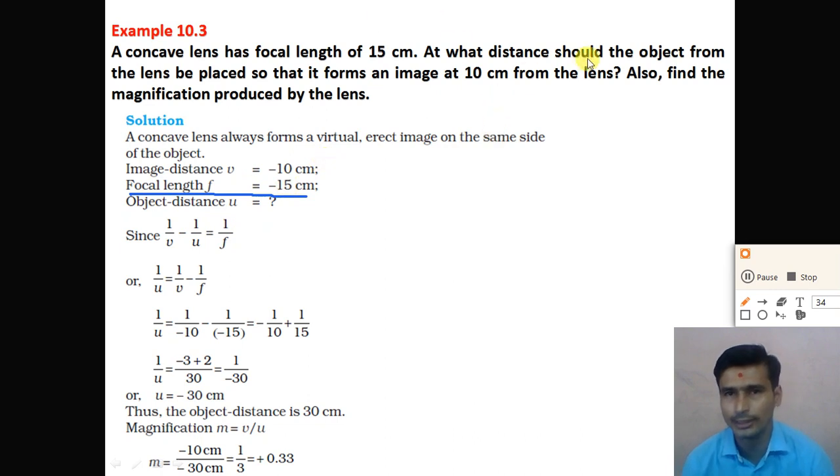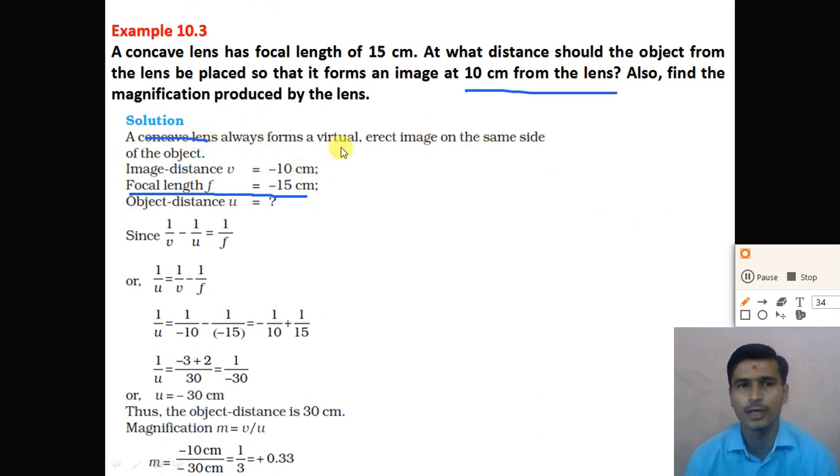Now at what distance should the object be placed from the lens so that it forms an image at 10 centimeter from the lens? So at what distance should we place an object so that its image is formed at 10 centimeter? Dear student, the concave lens always forms a virtual erect image on the same side. So we take image distance v is equal to minus 10 centimeter, given that the image is formed at 10 centimeter from the lens.